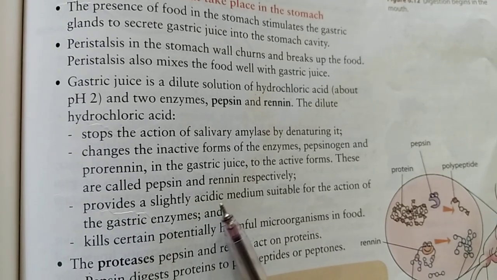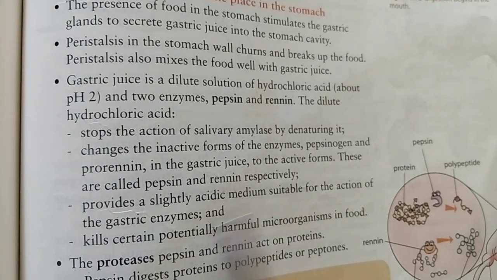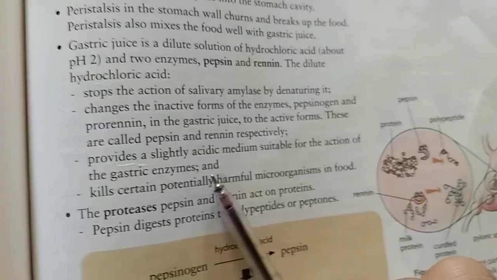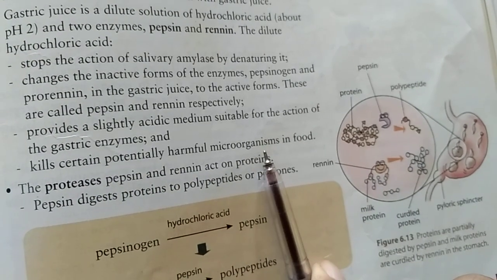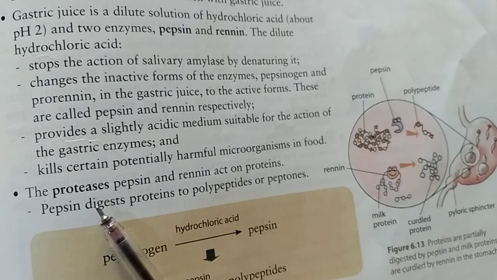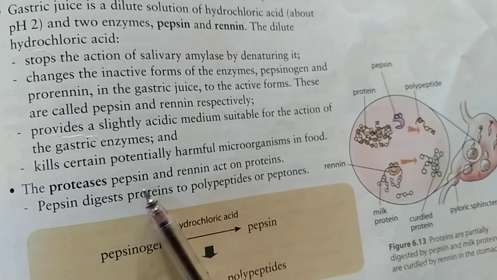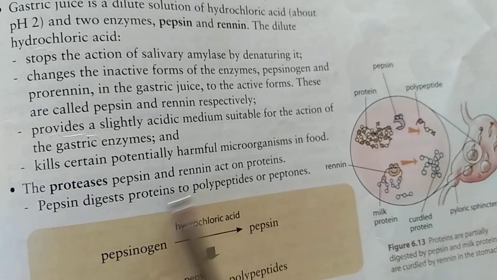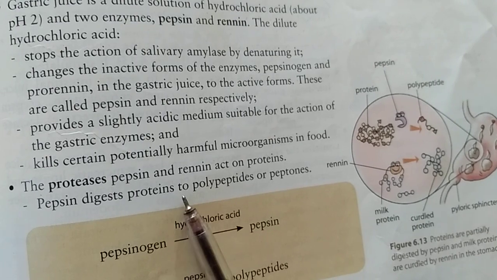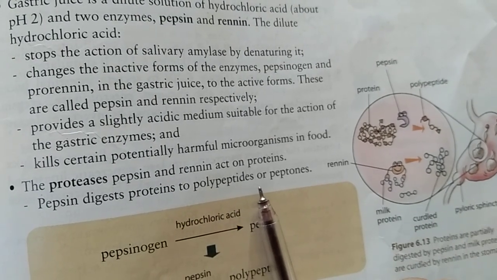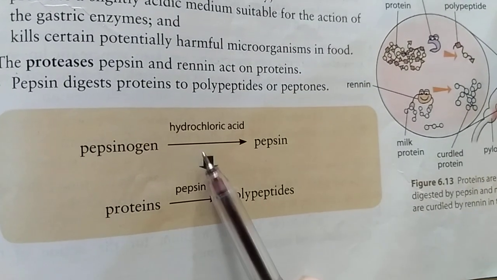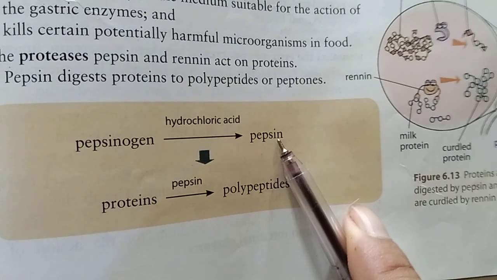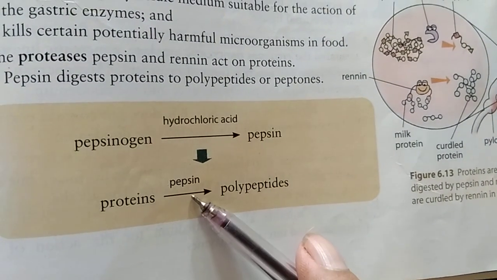It provides a slightly acidic medium suitable for the action of gastric enzymes and kills certain potentially harmful microorganisms in food. The proteases, pepsin and renin, act on proteins. Pepsin digests proteins to polypeptides or peptones. Pepsinogen plus hydrochloric acid converts into pepsin, which acts on proteins to form polypeptides.